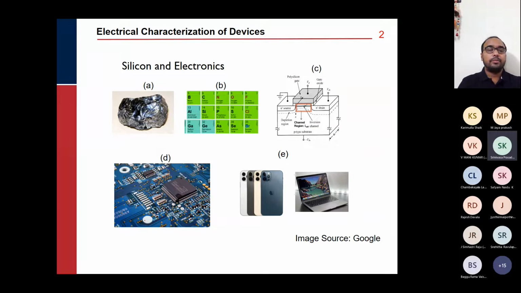First of all, whenever we are talking about electrical characterization of devices, we mostly deal with silicon-based systems. That means the chips or devices are made up of silicon. Now, silicon is something.